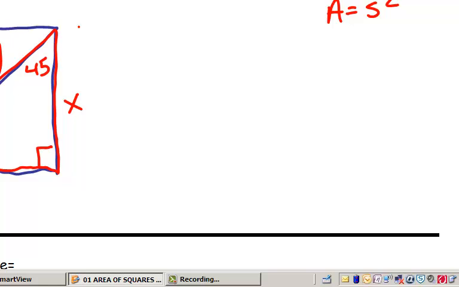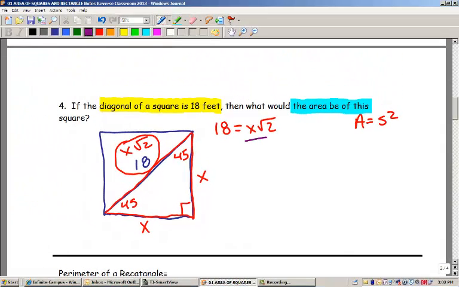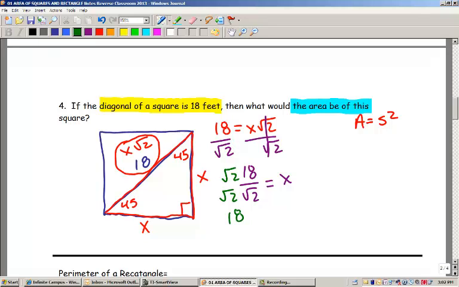So again, this is a worst case scenario. I have 18 is equal to x root 2. Now I need to solve for x. I need to divide this side by root 2 and divide this side by root 2. And I get 18 over the square root of 2 is equal to x. Now I need to rationalize the denominator. Multiply the bottom and the top by root 2. So I get 18 root 2 over 2 is equal to x. Finally, I get x to simplify to be 9 root 2.